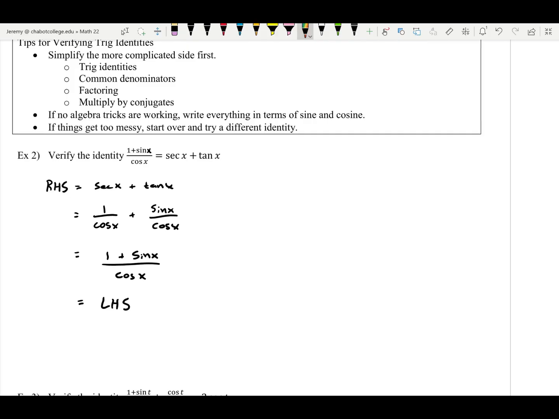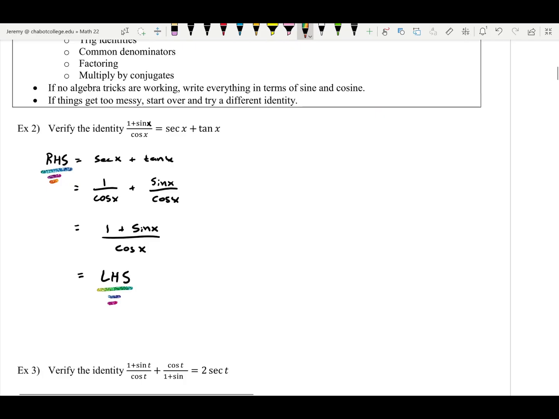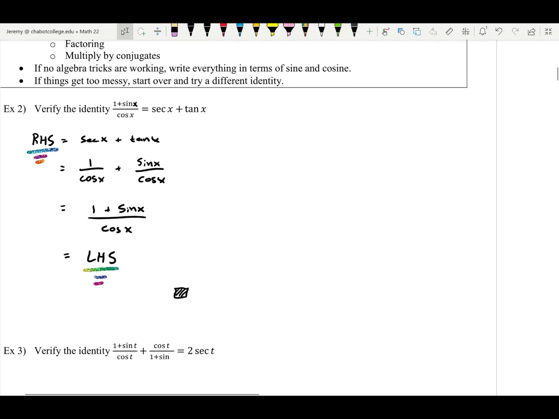Okay, and once we've done this, we're done. I might just put a little rainbow underline showing that I got the left and right hand side to be equal to each other. Sometimes people like doing one of these little boxes filled in. That just means that we've proved the identity. And that went pretty smoothly.